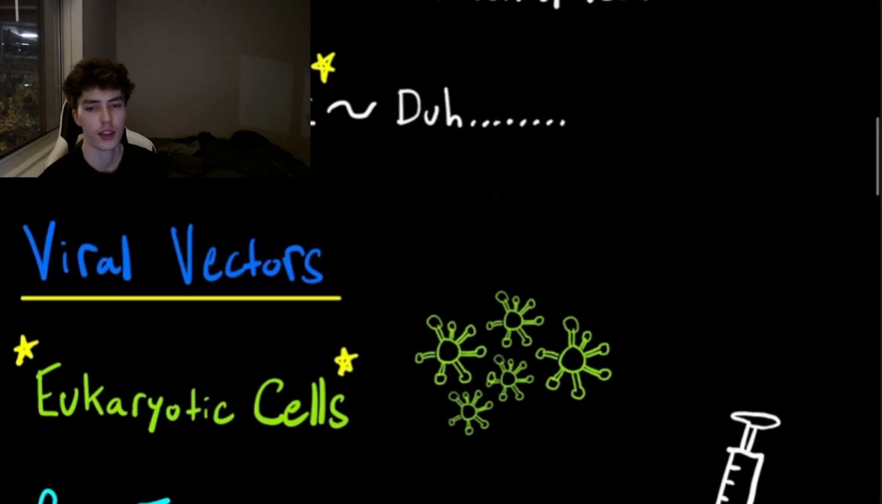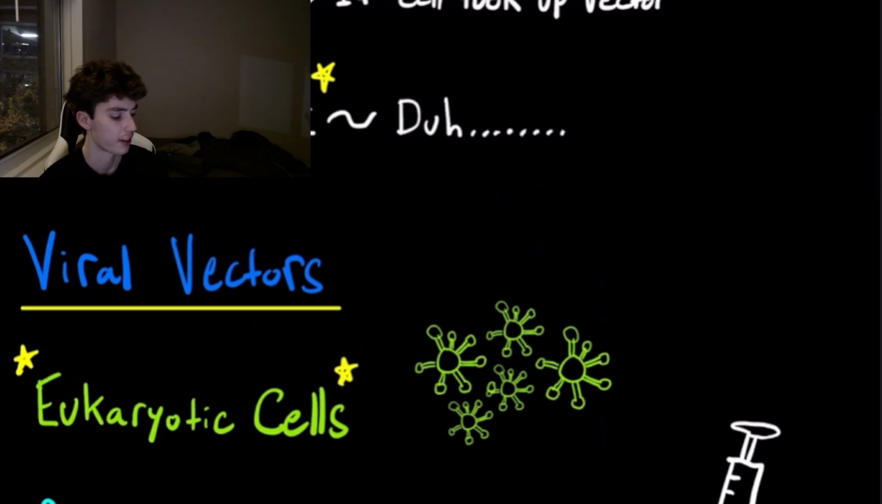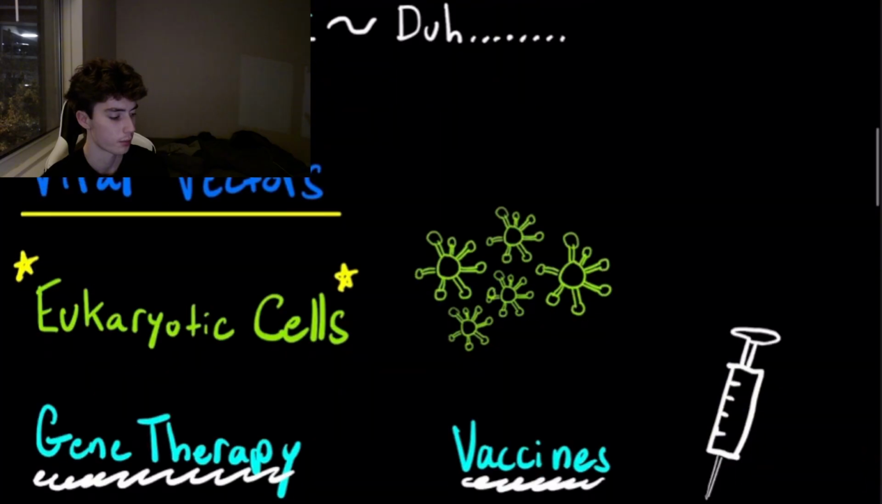And the last thing that I want to talk about are viral vectors and phage vectors. Viral vectors is a little bit more broad in terms of that category. What I mean by viral vectors are any type of vector that you're using within eukaryotic cells, especially for gene therapy and vaccines. Viral vectors are mainly used in animals, plants, and humans.